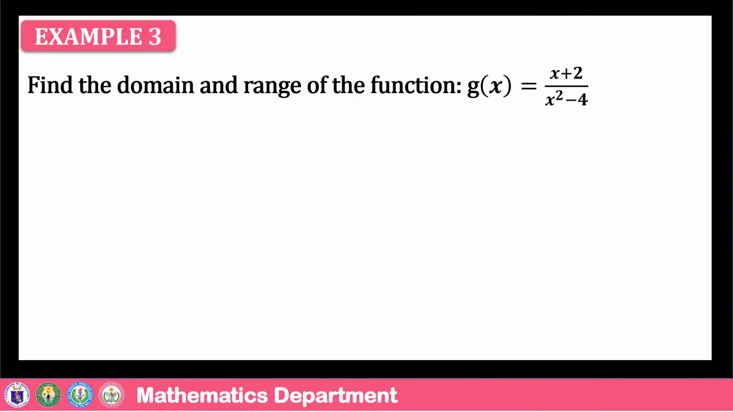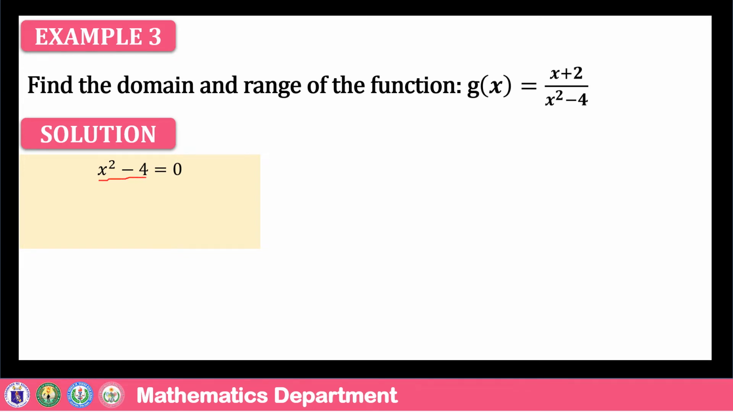Para naman sa ating third example, let us find the domain and range of the function g of x is equal to x plus 2 over x squared minus 4. So, kagaya lang din ang ginawa natin kanina, i-equate lang natin yung ating denominator with 0. So, we'll have here x squared minus 4 is equal to 0. Pagkatapos niyan, since ito ay quadratic, factor out lang natin ito. So, ang magiging factors natin ay x plus 2 times x minus 2 is equal to 0.